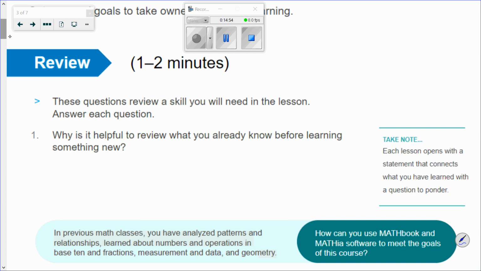So these questions review a skill you'll need in the lesson. You're going to need to answer each question. So the first question I want you guys to answer, and you write right in your book. This book is something for you to write in all year long. That's why it's important that you keep track of it. Why is it helpful to review what you already know before learning something new? So take a minute and just answer that right in your module.